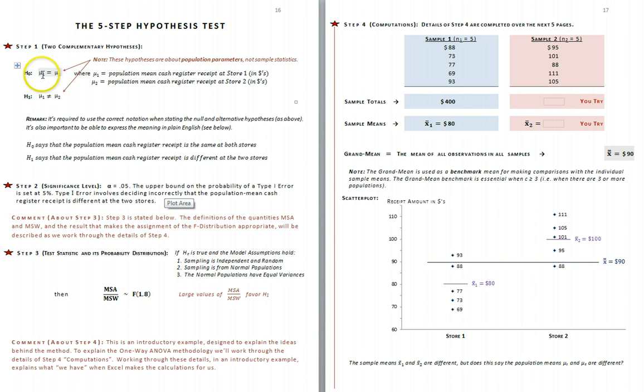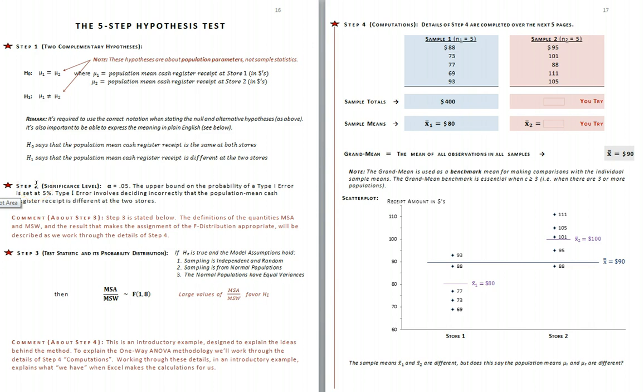In this case, the null hypothesis is mu1 equals mu2. That is, the population mean cash register receipt at store 1 is the same as the population mean cash register receipt at store 2. The alternative hypothesis says the population mean cash register receipts are different at the two stores. Note that the null and alternative hypotheses are always about population parameters, about mu's in ANOVA, not about sample statistics like X bars.